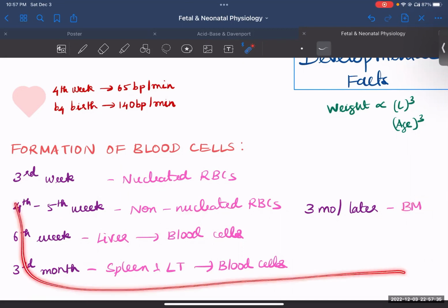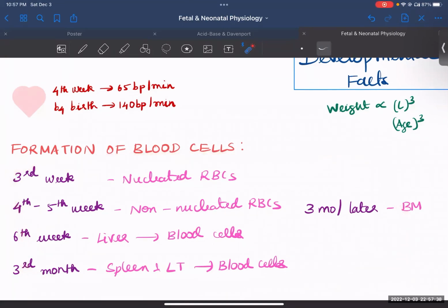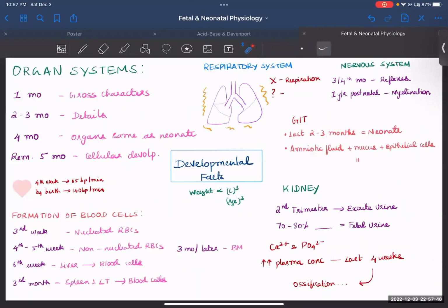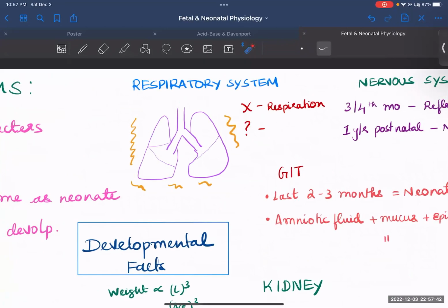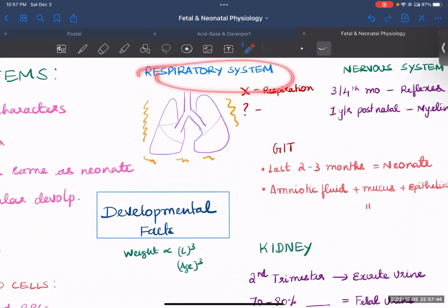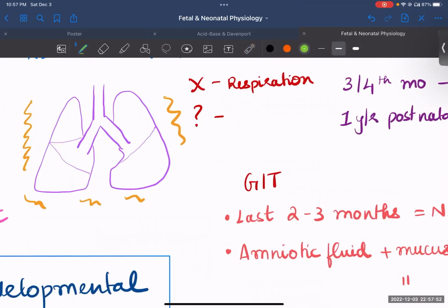Now these are just facts and time periods that you have to remember. Now, what about the respiratory system? See, when the fetus is inside the amniotic cavity of the mother, there is no respiration possible. There is no respiration possible because it is surrounded by amniotic fluid. That is the reason why there is no respiration possible in the fetus.